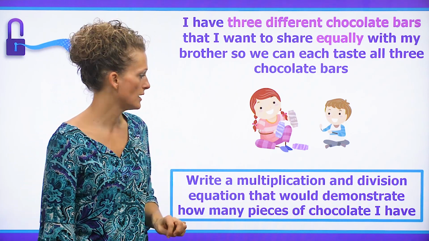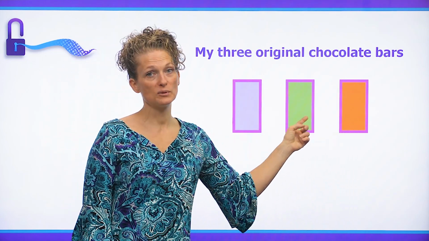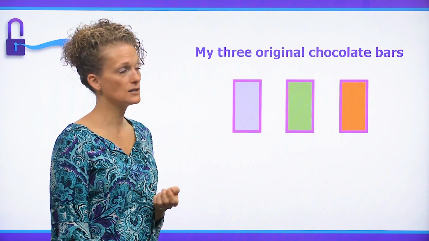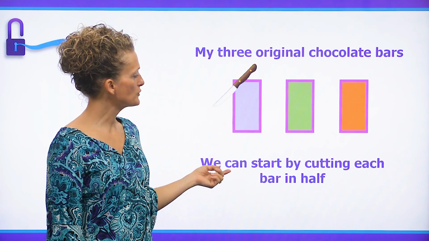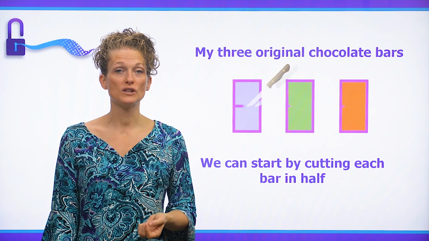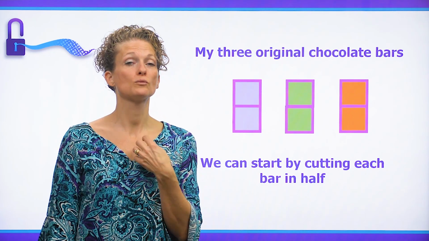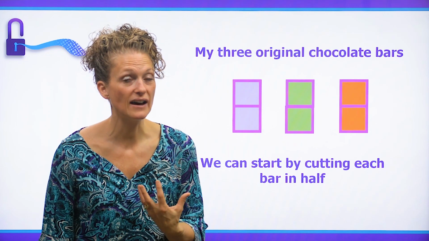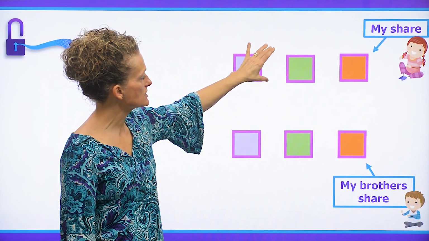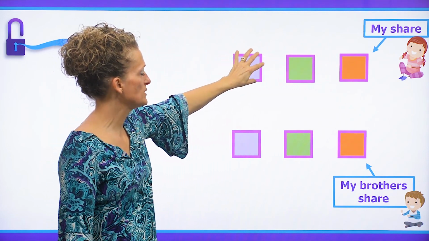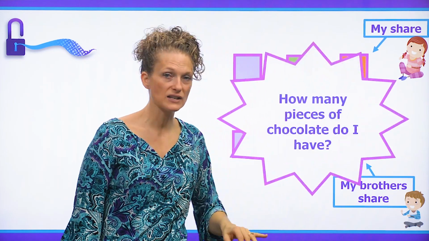of chocolate I have. All right, so here's my 3 original chocolate bars. I'm using different pieces or colors to differentiate between each. So the first thing I've got to do is cut each of them into 2 equal pieces. So I'm cutting them in half because I want to share them with my brother, and I want each of us to have the same amount. So I divide them in half, and I can see that this is my portion. Okay, these 3 pieces are my portion, and these 3 pieces belong to my brother. That's what I'm going to give him.